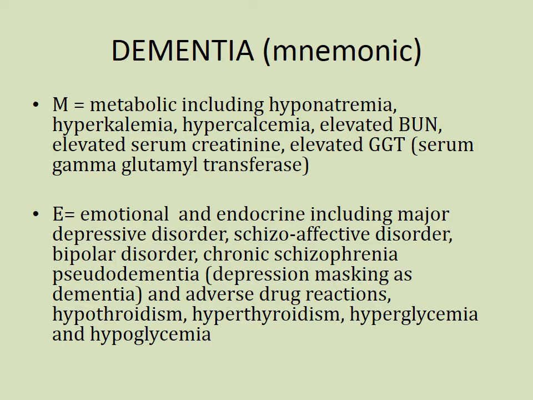But by the time that you add on lots of different medications, I mean, I've seen patients who are on 23 different medications, so how could you ever figure out what's interacting with what? The E stands for emotional and endocrine, and that also includes major depressive disorder, schizoaffective disorder, bipolar, chronic schizophrenia, and then pseudodementia, which is depression masking as dementia. Also, you got to think about hypothyroidism, hyperthyroidism, hyperglycemia, hypoglycemia.